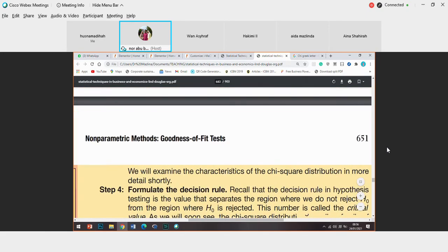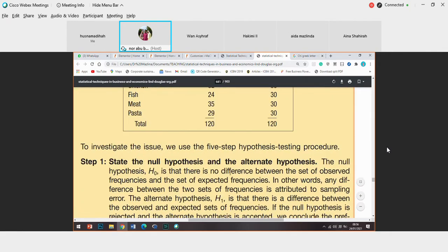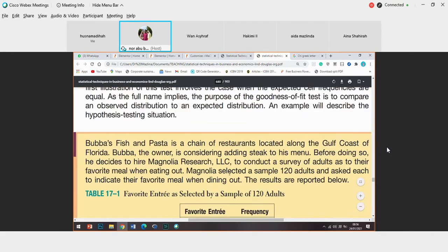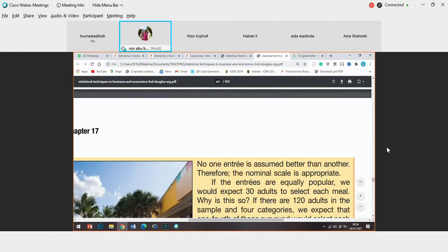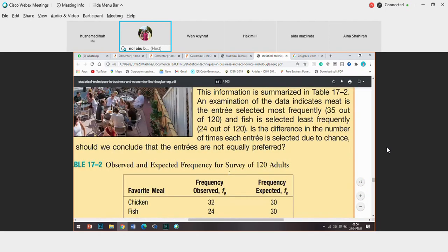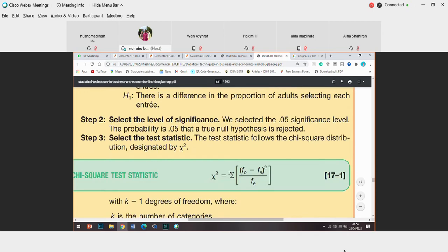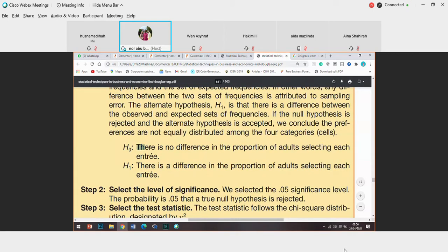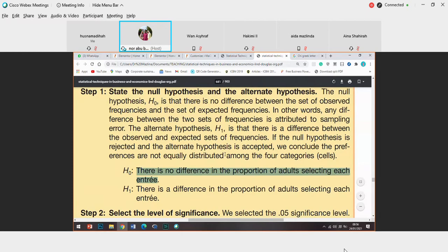Apa maksud should not reject H0? Nana. Okay, this is the H0. You don't reject this means there is no difference in proportion of adults selecting each entree.